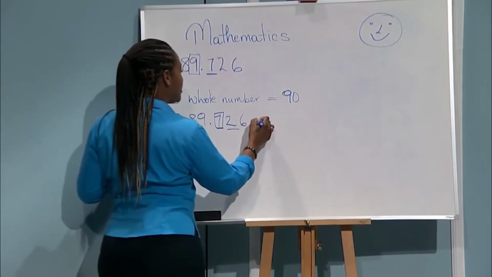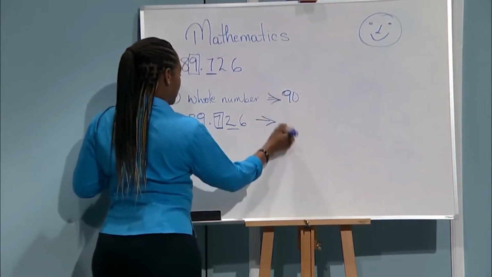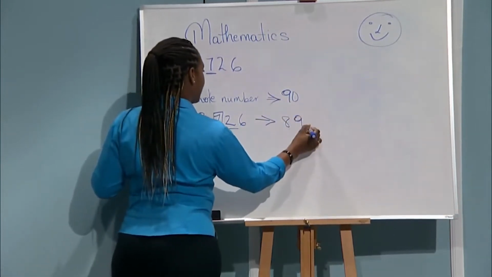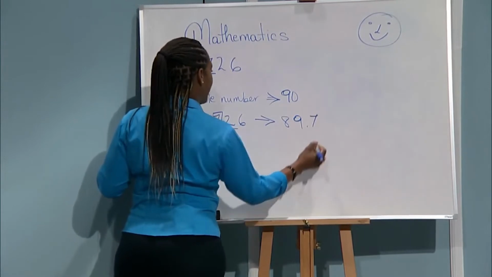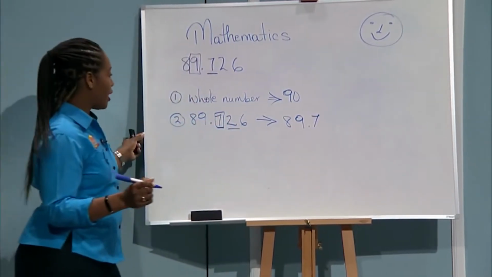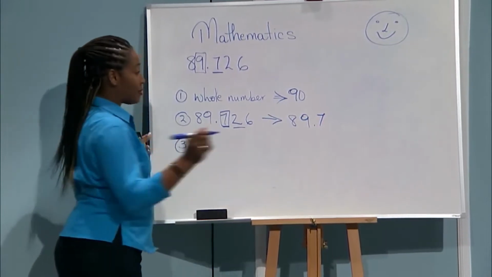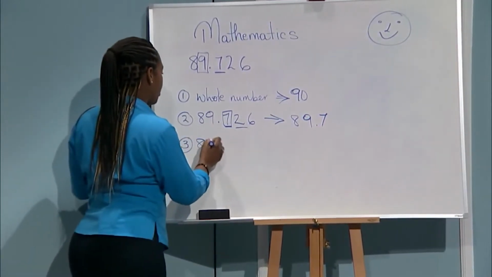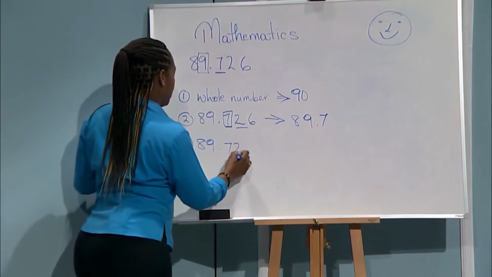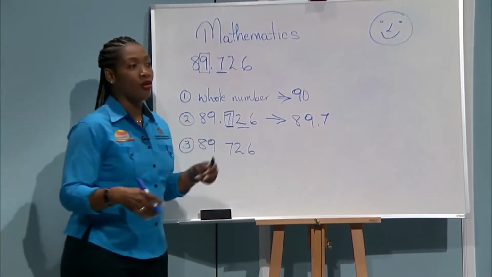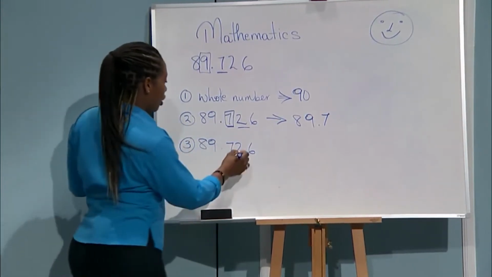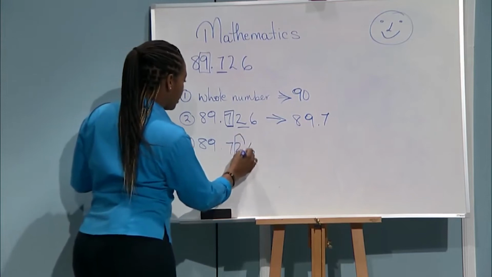So this becomes 89 and 7/10. All right, then we go to 2 decimal places. So I'm writing the number again. We are identifying now the 100th place. The 100th place is occupied, hundredths.